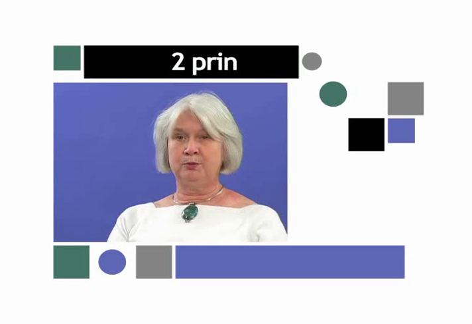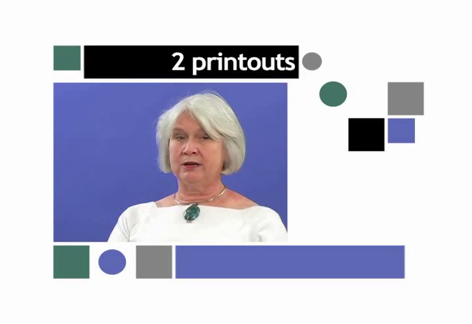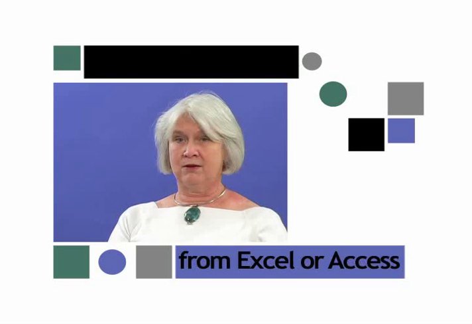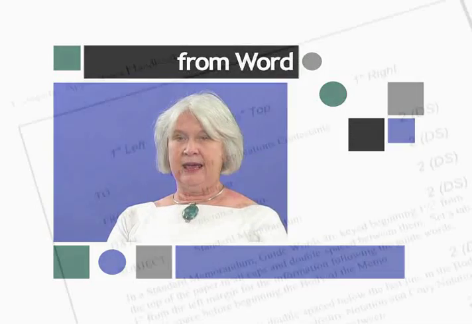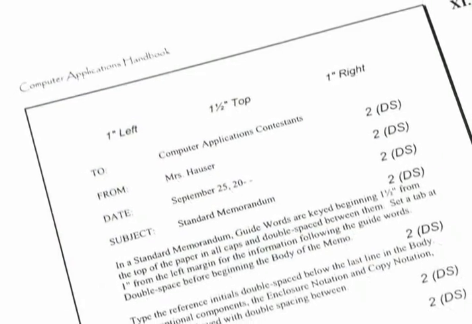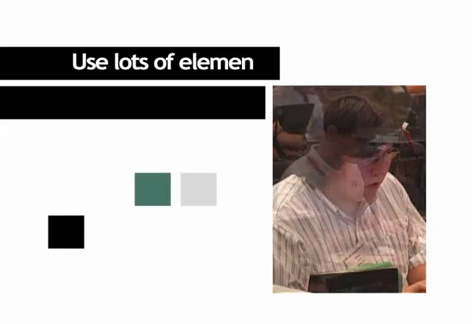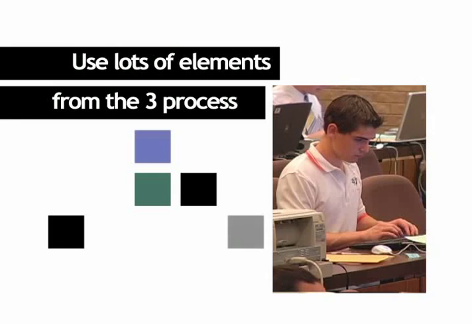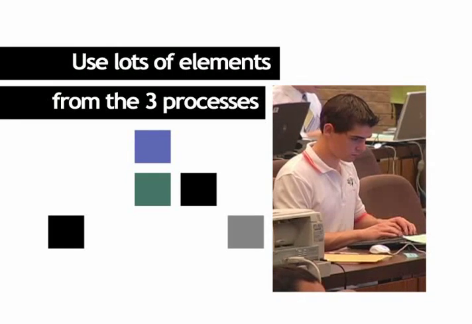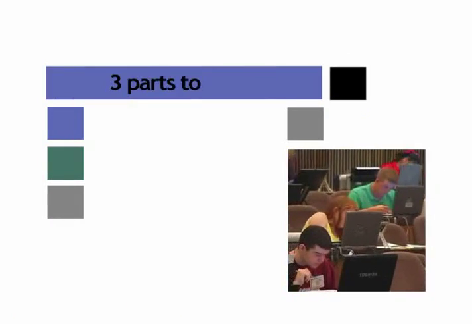A typical contest consists of 2 printouts, probably one from either Excel or Access. This would be printing out a spreadsheet or printing a report or something of the like. And the other is usually from Word, and in the Word document there is some piece that came from one of the other applications. Ultimately, you're called on to use lots of elements from each of the 3 processes as they are integrated together. There are 3 parts to the contest.